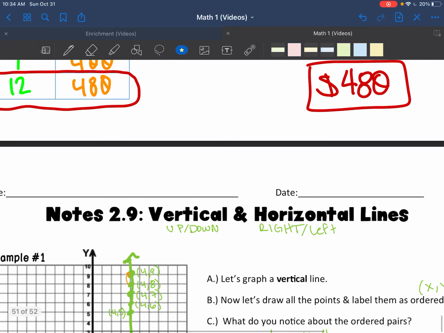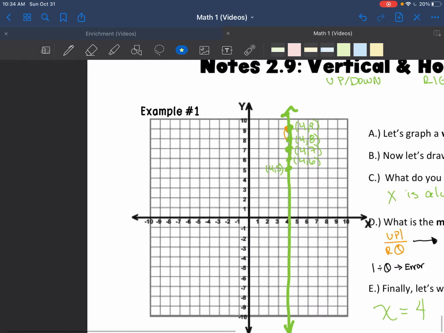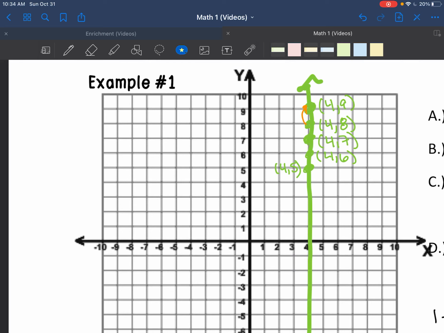All right, so we have notes 2.9, vertical and horizontal lines. If you didn't know, vertical means up and down, horizontal means left and right. So example 1, we're going to draw a vertical line, and here's our vertical line here.